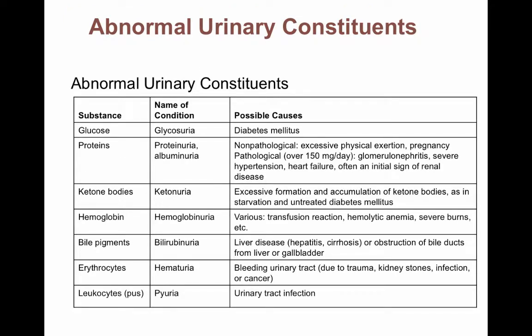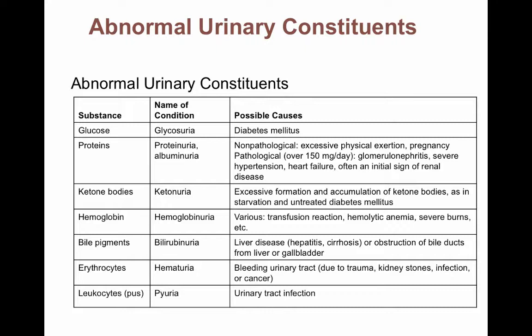And those just show you, if you have glucose, the name of the condition if you find high levels of glucose is glucosuria, and a possible cause can be diabetes. For protein, the names are proteinuria or albuminuria, and there are non-pathological causes: it could be excess physical exertion, pregnancy, severe hypertension, or heart failure, and sometimes these can be initial signs of renal disease. Ketone bodies, or ketonuria, is the formation and accumulation of ketone bodies. So this could be untreated diabetes or starvation.